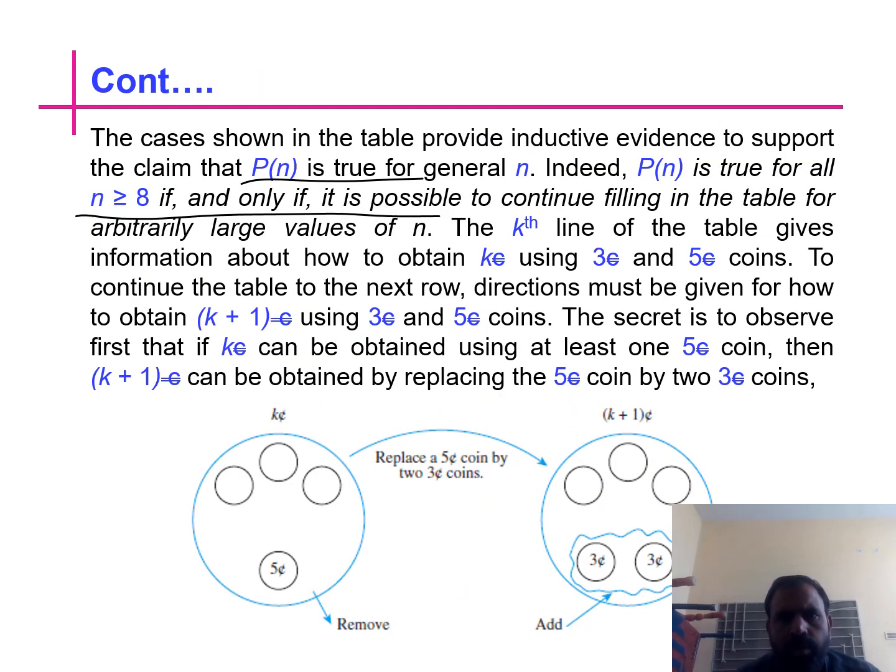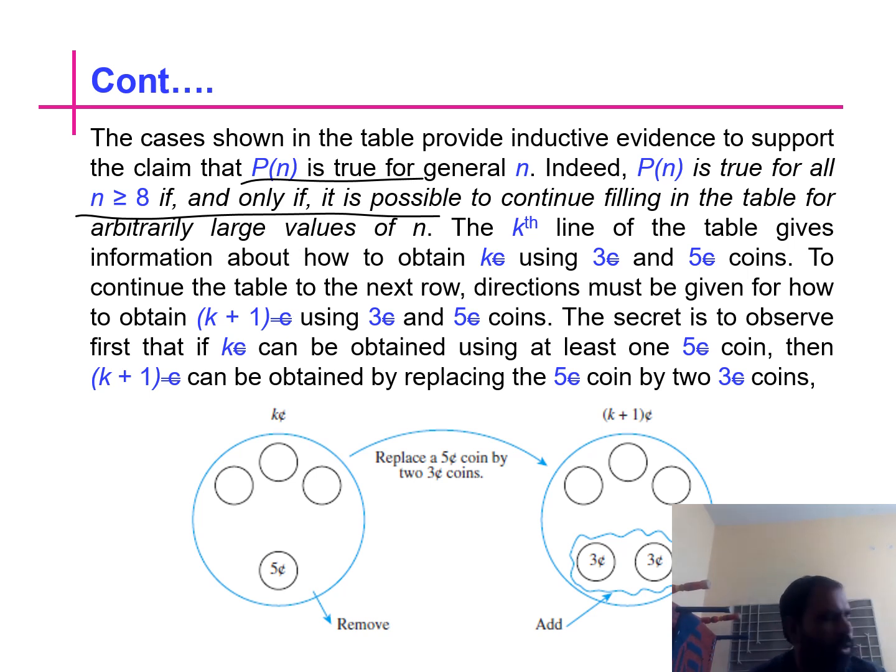The cases shown in the table provide inductive evidence to support the claim that P of n is true for general n. Indeed, P of n is true for all n greater or equal to 8 if and only if it is possible to continue filling in the table for arbitrarily large values of n. The kth line of the table gives information about how to obtain k cents using 3 and 5 cent coins. To continue the table to the next row, directions must be given for how to obtain k plus 1 cents using 3 and 5 cent coins.